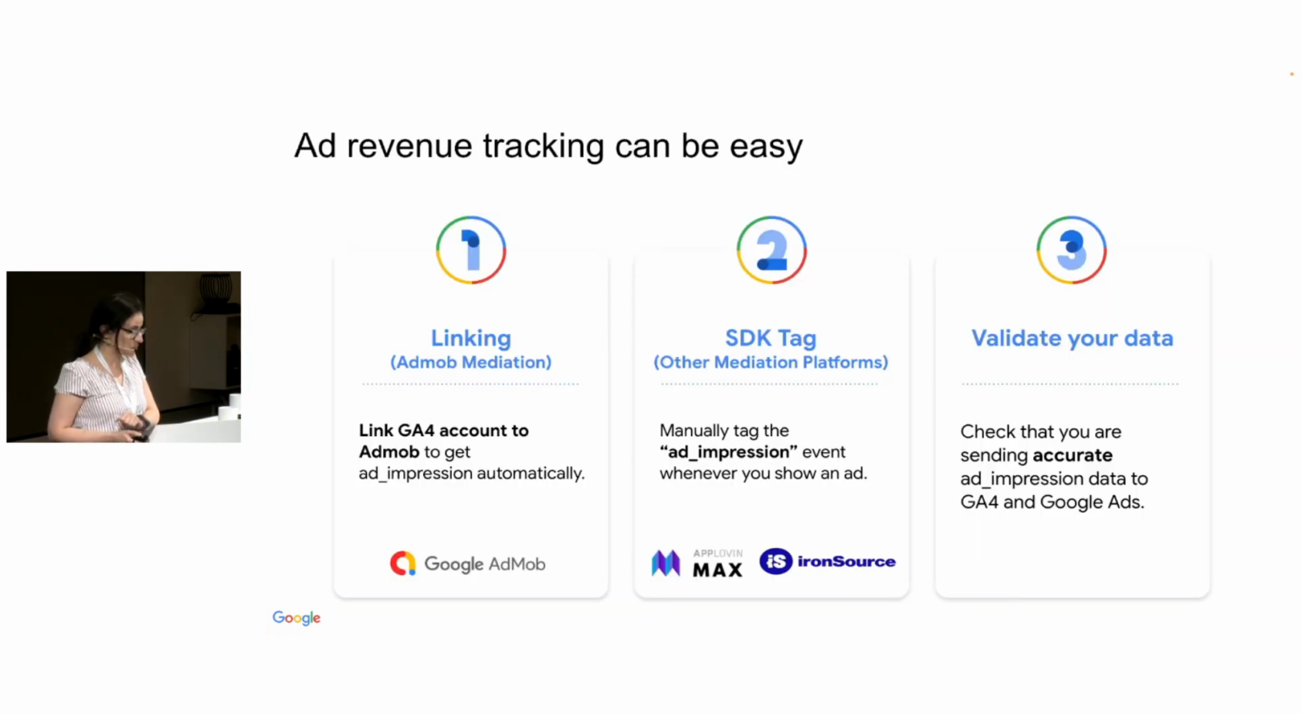Okay, now let's look at tracking ad revenue. Also, ad revenue tracking can be pretty easy, depends. If you're using AdMob mediation platform, you only need to link AdMob with GA4 account, and then the ad impression would appear automatically. If you're not using AdMob, but you're using other mediation platforms, for example, Max or IronSource, you would have to tag the app in the place where the ad is shown, so that the ad impression event can appear in GA4. And of course, as always, please, whenever you implement something, at the end, validate your data, so that you see if the values appear correctly in GA4 and in Google Ads.